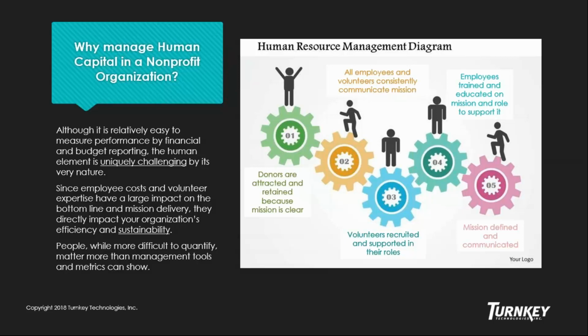So on the slide on the right, I kind of did it backwards. It said 1 to 5, but I was thinking of, as we count down 5, 4, 3, 2, 1, how can we go from defining a mission to the purpose of managing our human capital? So if you start at the right, you can see once the mission is defined and communicated from the top down, then employees are trained and educated in the same mission and then the role to support it.